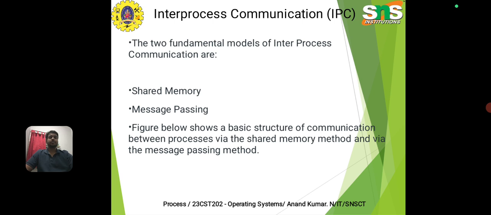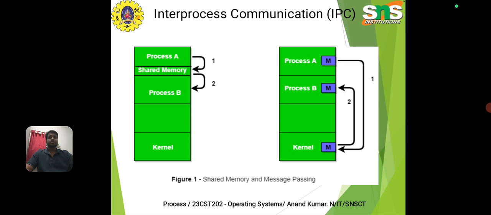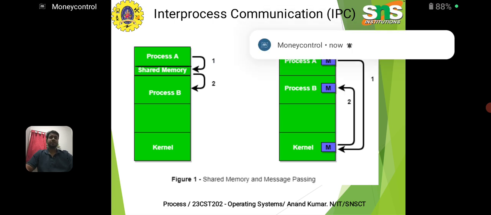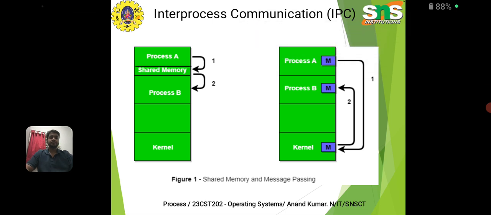There are two fundamental models for interprocess communication, and we are going to see them in detail. One is shared memory and the other one is message passing. The figure below shows the basic structure of communication between processes via shared memory and via the message passing method. So, coming to the explanation of this slide, we have shared memory and message passing.